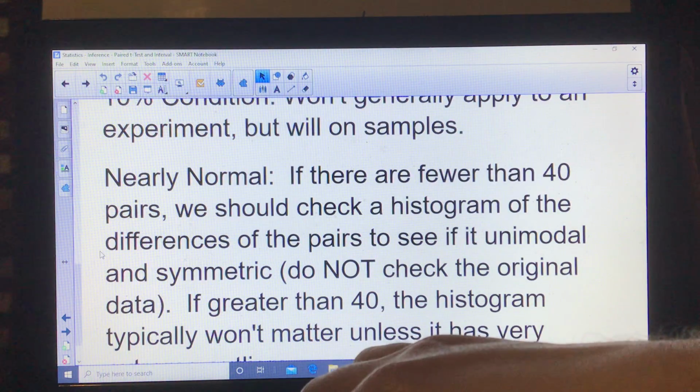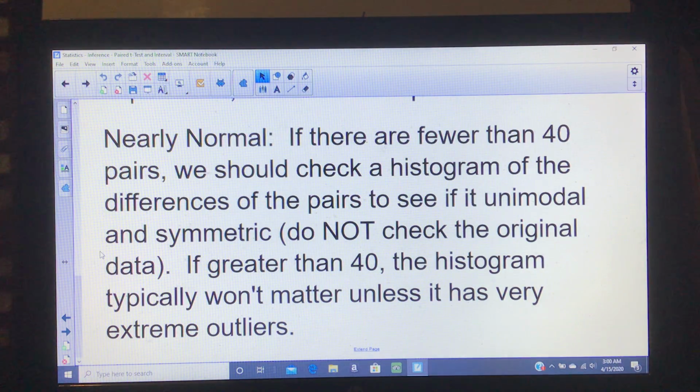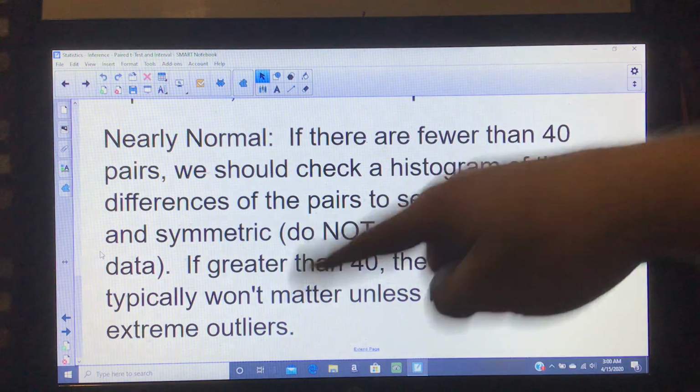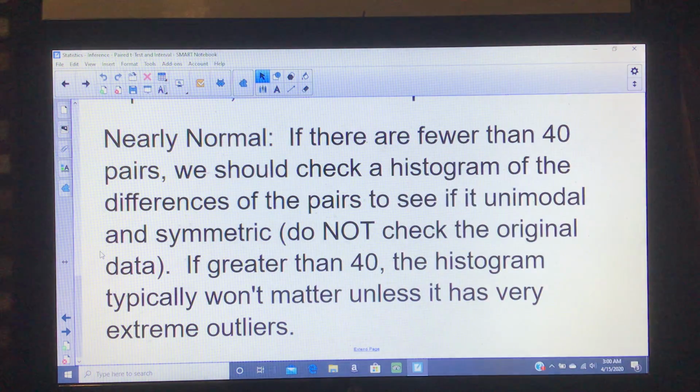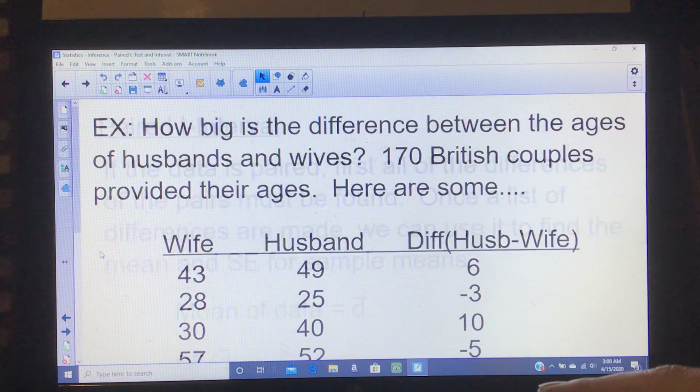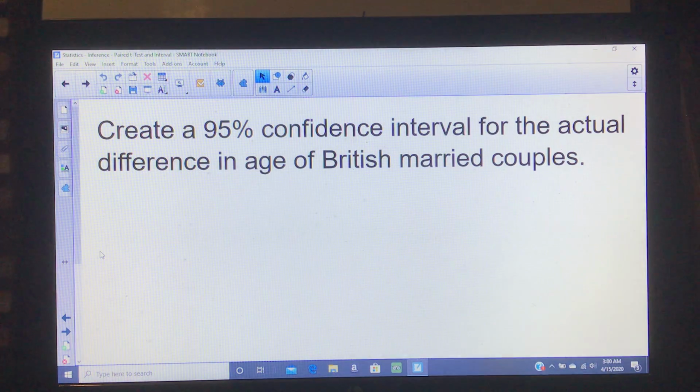And good news here: in the last few examples I did, we had to check this nearly normal condition. The good news is that since we're at 170, we don't really have to worry about looking at the histogram of the differences of the 170 pairs. What we can do is just go, hey, it's over 40, and this should be good to go. We should be able to get our sampling distribution to be a normal curve or T curve because the central limit theorem would kick in and those samples would come out unimodal and symmetric, in the shape of a normal or T curve. All right, so conditions are checked. So let's create the confidence interval.